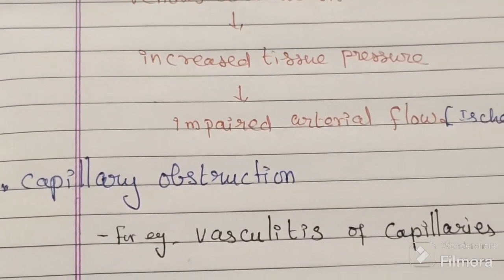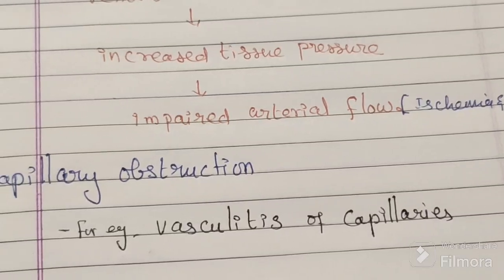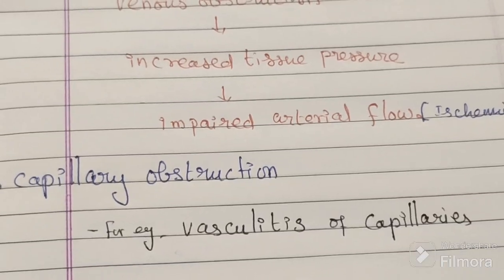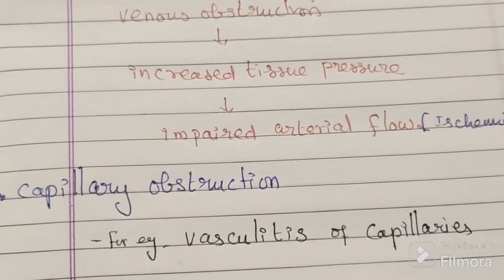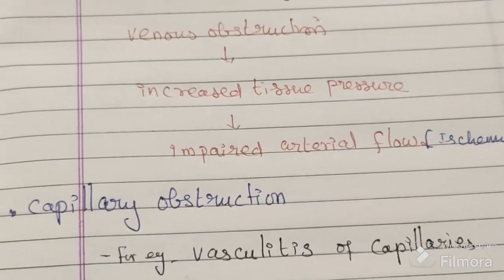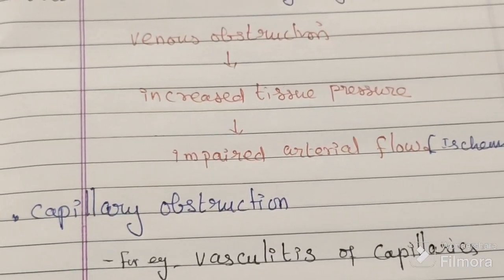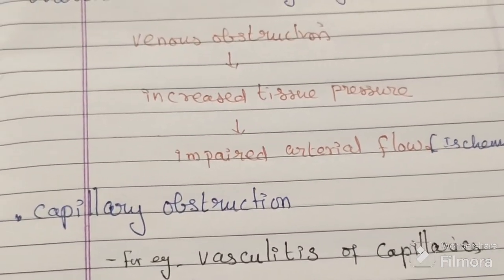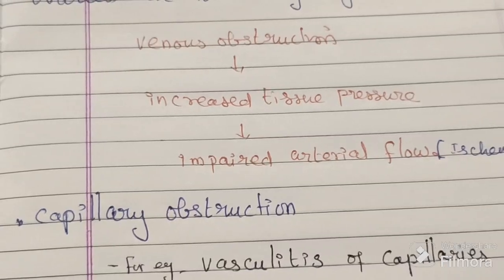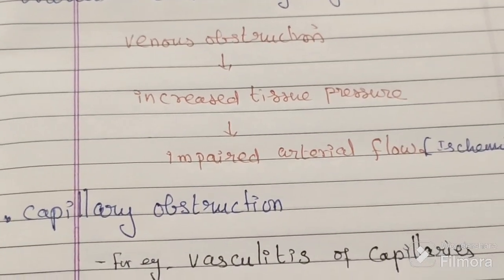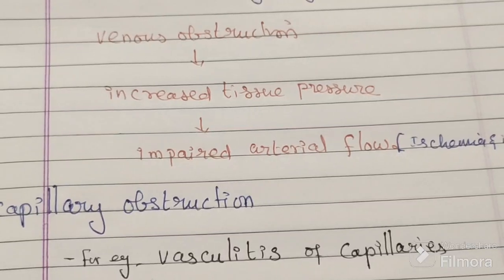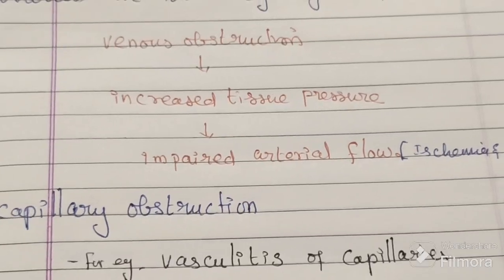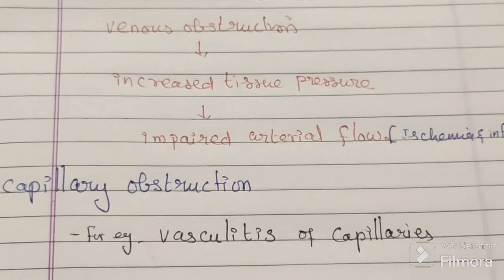Sometimes capillary obstruction may also cause infarction. For example, vasculitis of capillaries may narrow down the capillary lumen, causing ischemia and necrosis of the affected area.